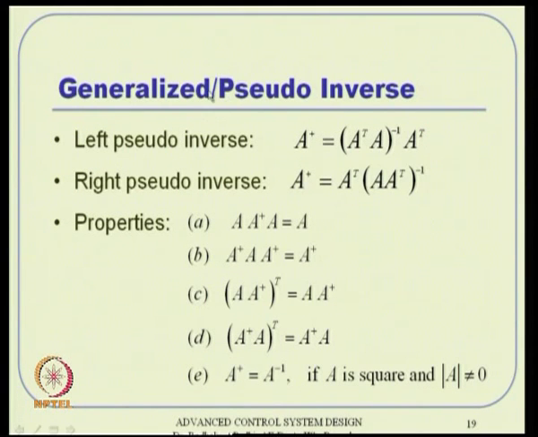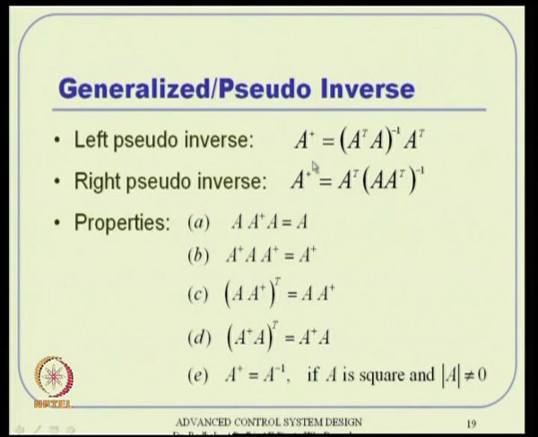Now, what is a pseudo inverse or a generalized inverse? We are talking about a left pseudo inverse, which is defined that way, or a right pseudo inverse, which is defined that way. Both of these pseudo inverses will satisfy all of these properties. The very nice thing is, if A happens to be a square matrix and A is non singular, then this pseudo inverse is actually an inverse, no matter whether you take left or right. If A is a square matrix and determinant of A is not 0, then the pseudo inverse is actually the inverse. That is why the name pseudo inverse comes.